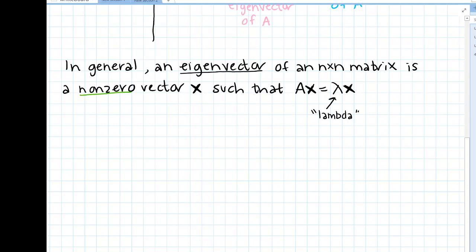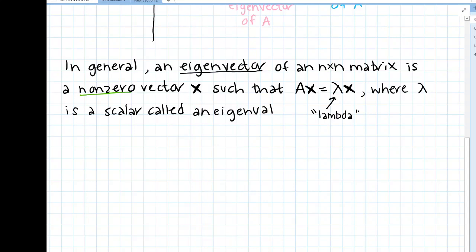So a non-zero vector x such that A times x is equal to lambda times x, where lambda is a scalar called an eigenvalue. Sorry, I'm really bad at doing U's and E's together, so I know it looks like it says something like valve, but it's supposed to be value, an eigenvalue of A.